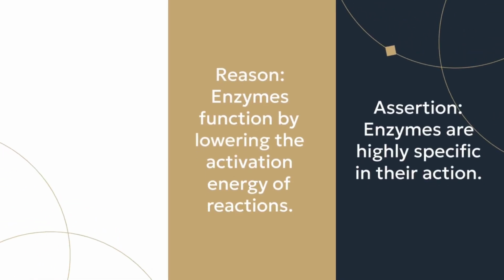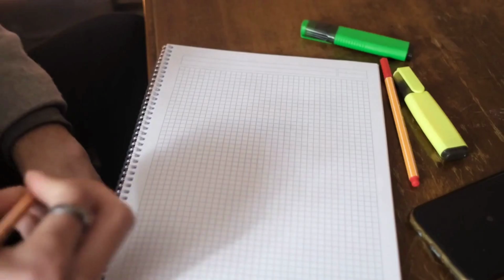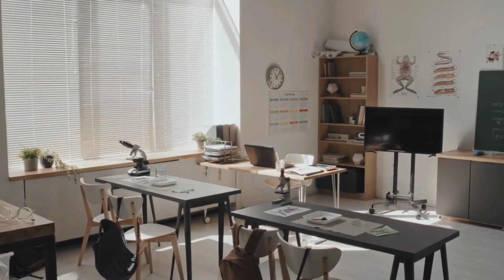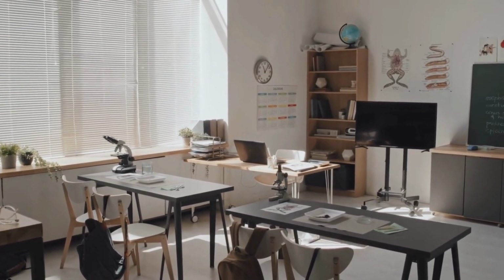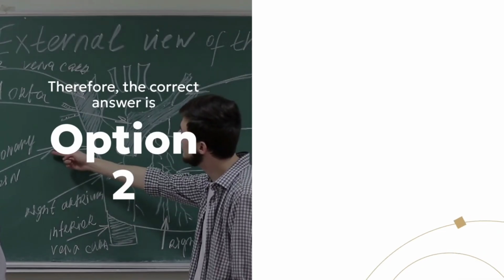Consider this example. Assertion: enzymes are highly specific in their action. Reason: enzymes function by lowering the activation energy of reactions. What's the correct answer? Both statements are true, but the reason does not explain the assertion. Therefore, the correct answer is option 2.